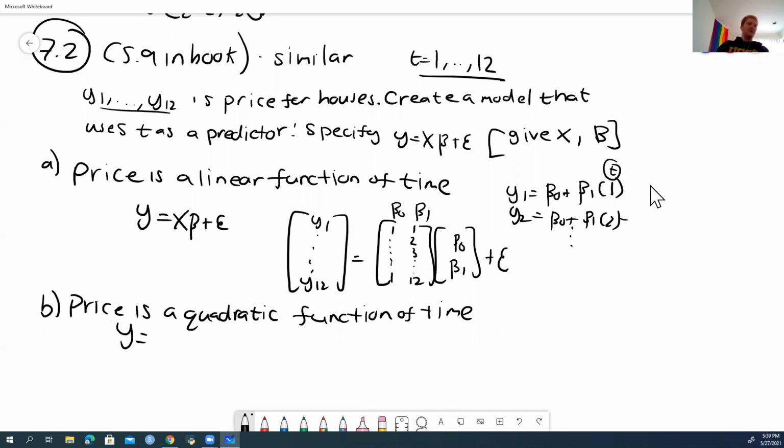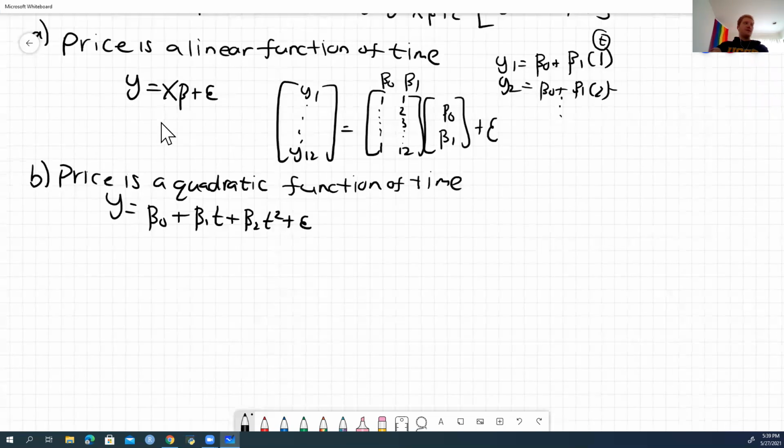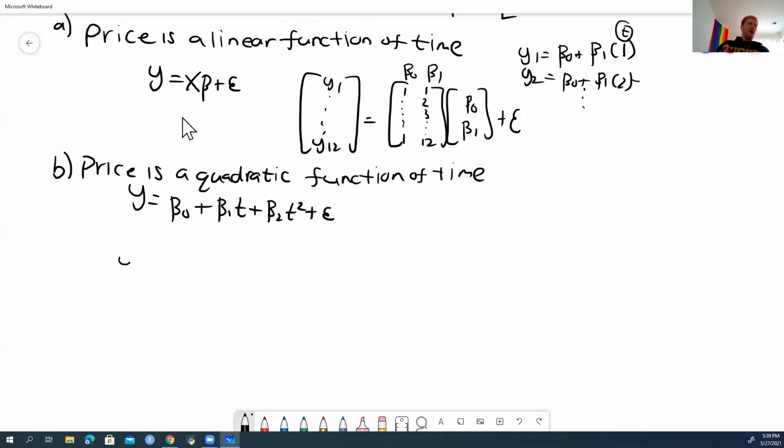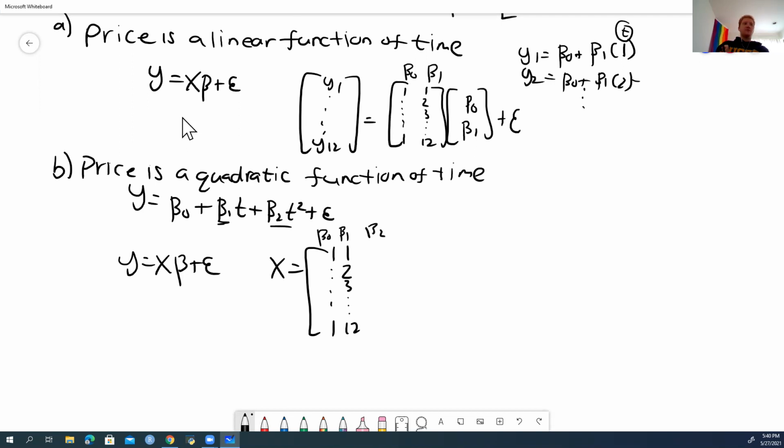Okay, so that means that y is going to be equal to, just to be clear, beta naught plus beta 1 times t plus beta 2 times t squared plus epsilon. So you can write that as y is equal to x beta plus epsilon, and x is now still the ones for beta naught values, right? And then we're still going to have 1, 2, 3 through 12 for the beta 1 values. And for beta 2, it's just going to be t squared, so 1, 4, 9 up to 144. And then we still say that beta would be beta naught, beta 1, beta 2.